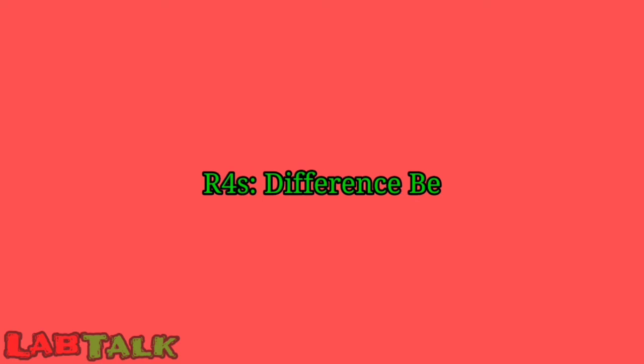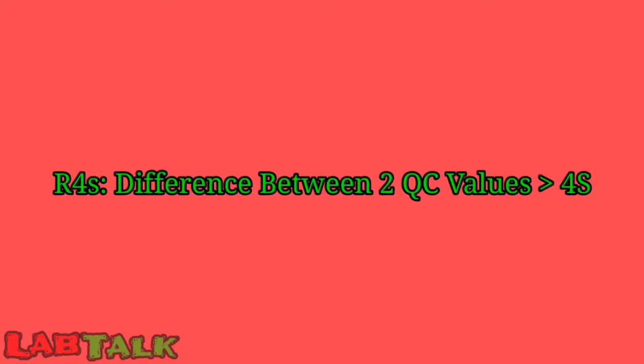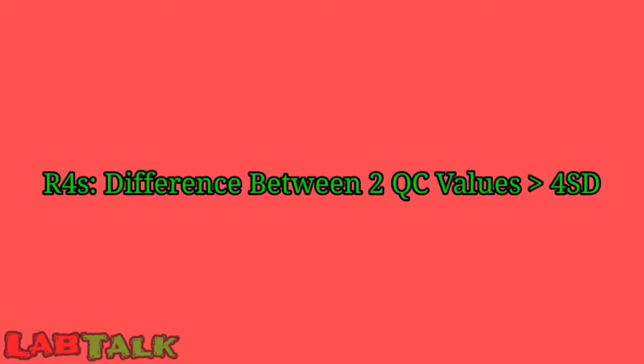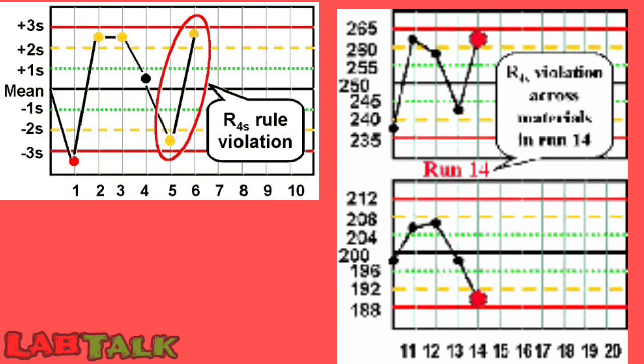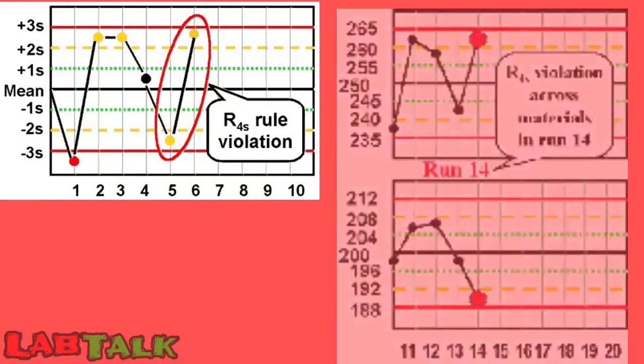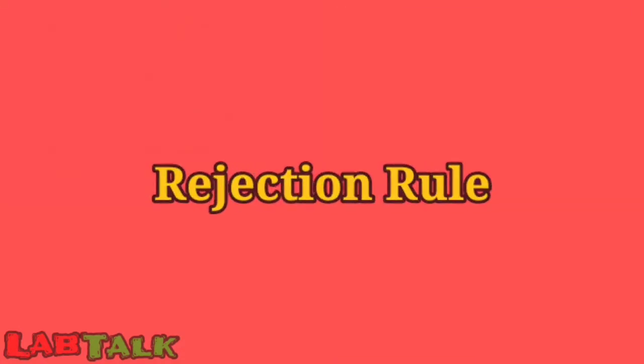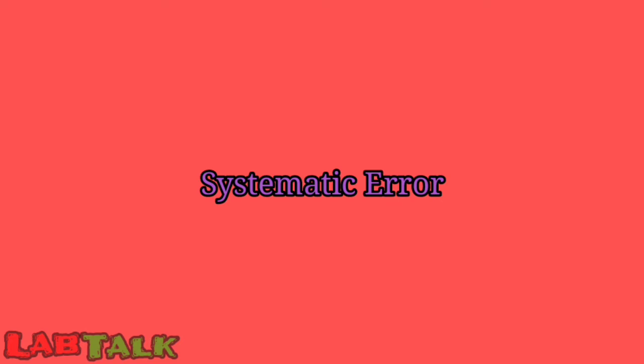The next rule is the R4S rule, in which the difference between the maximum and minimum QC values is more than 4 standard deviations. So here you can see in the R4S rule, the difference between the two values of the controls is more than 4 standard deviations and it is a rejection rule, and it flags a random error.